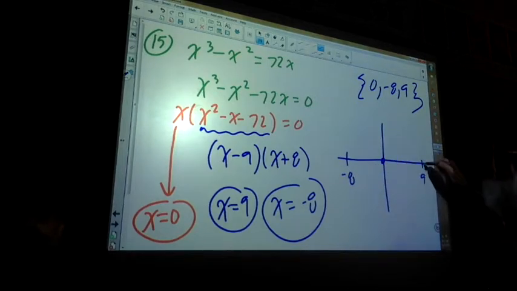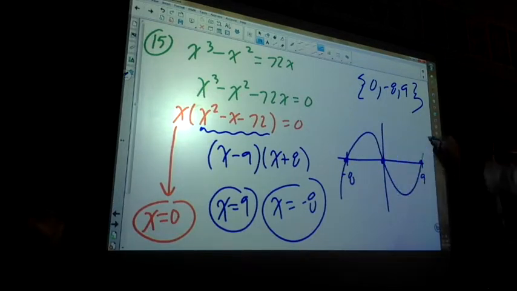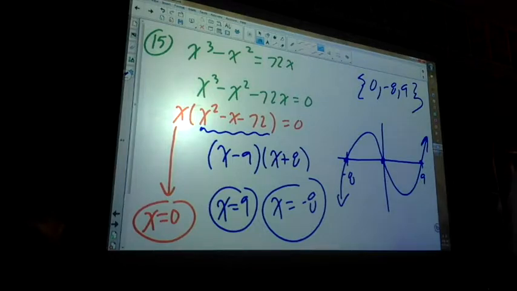positive 9. There's graphing on the test, right? Not like this kind of graphing. So this is what this graph would look like. After this, I'm doing the practice test.